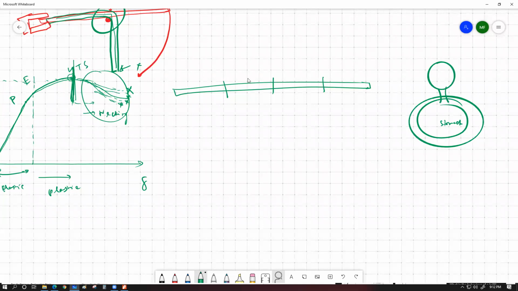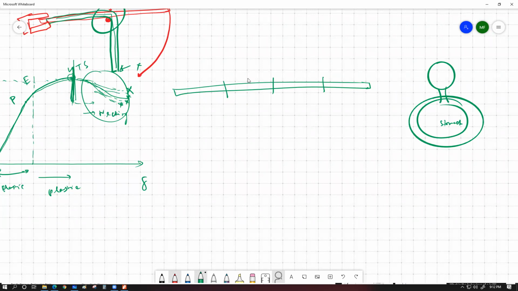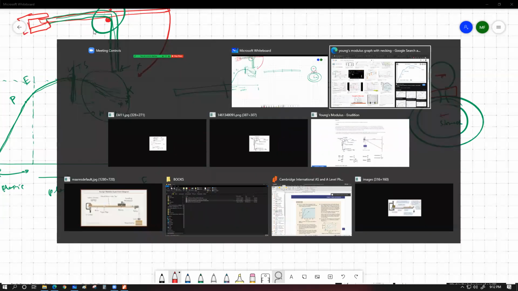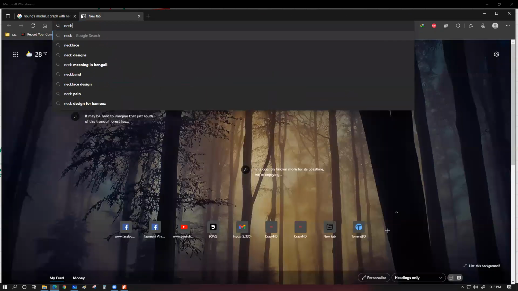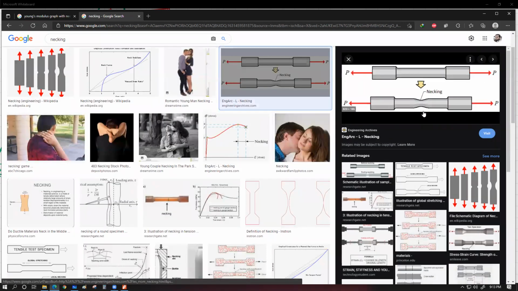So let's say this is the human being. Necking basically means whenever you have a significantly thin portion between two large portions. That's basically what it means by necking. Let me help you understand what this actually means in a metallurgical sense. No, this is not the necking that we're talking about. We're talking about this necking. This is what we mean by necking.